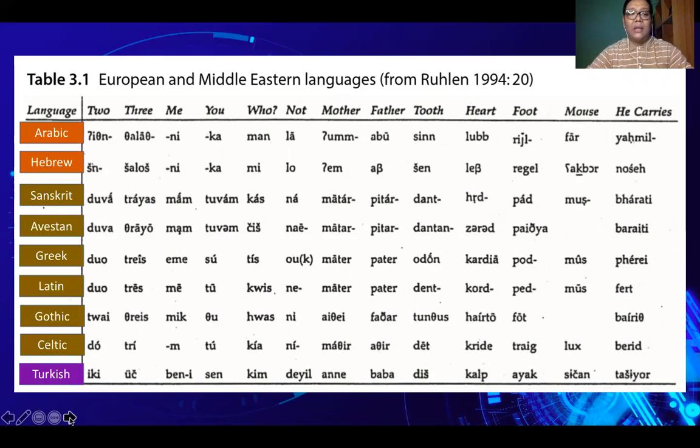Now let's unravel what these languages are. The first language is Arabic, then we have Hebrew, Sanskrit, Avestan of the Indo-Iranian language family, and then we have Greek, Latin, Gothic, Celtic, and Turkish. So if you can see here, there are variations with this one. And mind you, the words used before have also evolved into the modern versions of these languages as of now.